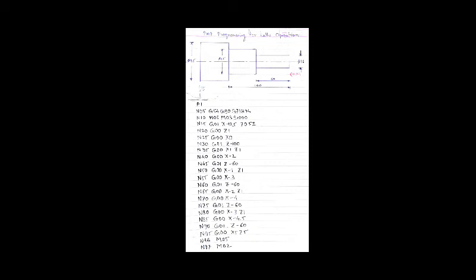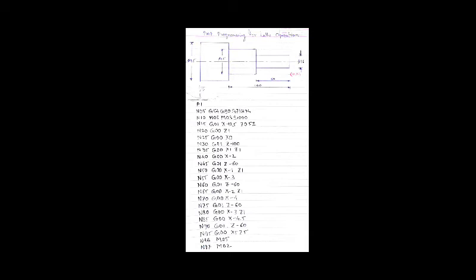Again we are going to take the position for the further cut, that is N40 G00 X minus 2. Okay, that means we have shifted the tool a little bit ahead. Now we are going to give the next cut. The length is 60. So here we will give the next cut, that is N45 G01 Z minus 60. Okay, the cut is given over here.